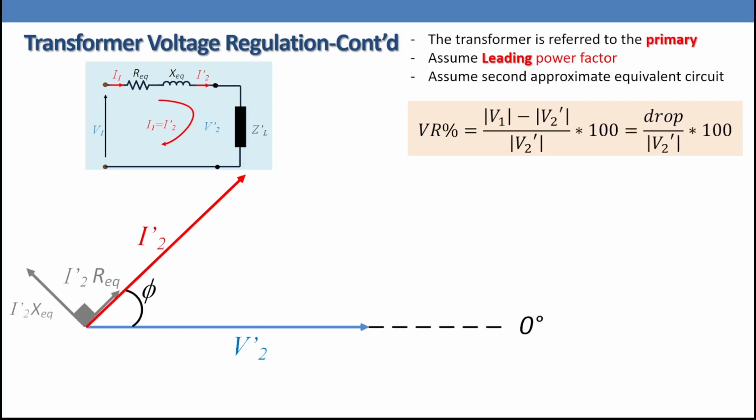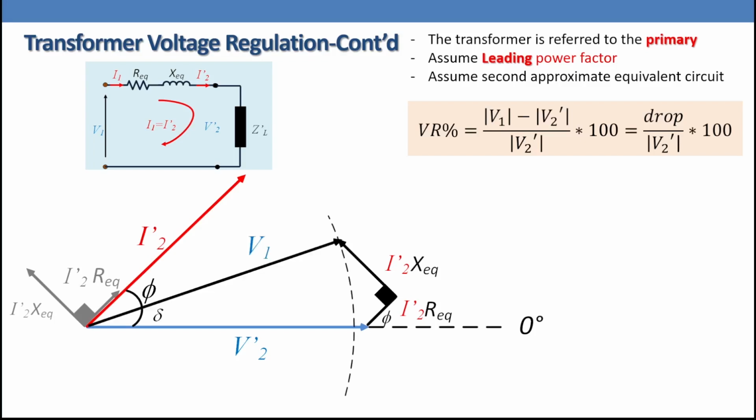We are going to take these two vectors at the endpoint of V2 dash to find V1. So we are going to add them vectorially and we have V1 now. So that one is the radius of a circle like this one. So we are searching for a point like this one. If we succeed to calculate V1 now at this point, we can calculate voltage regulation, or we are going to calculate the drop. So let us take the triangle away.